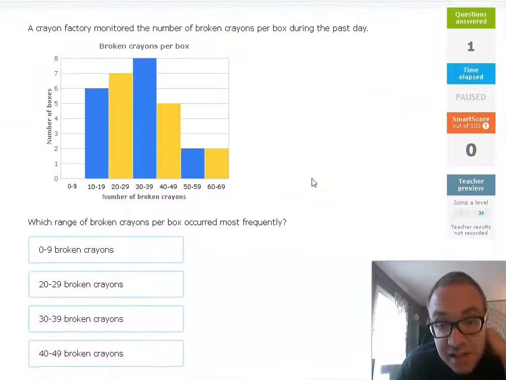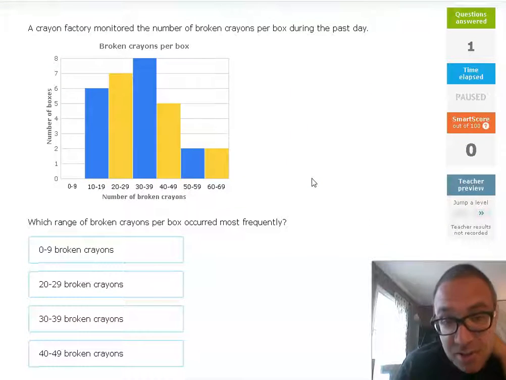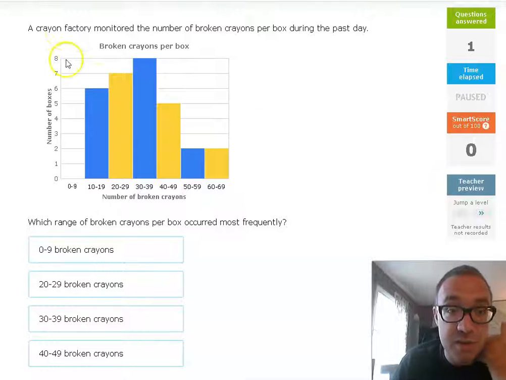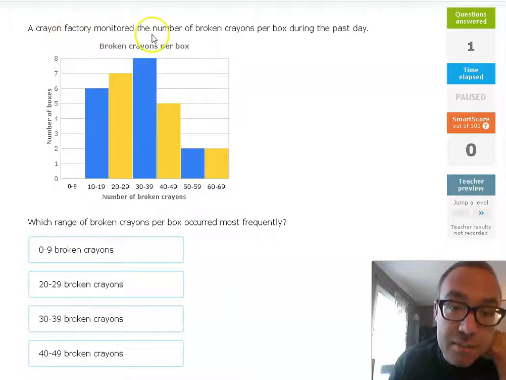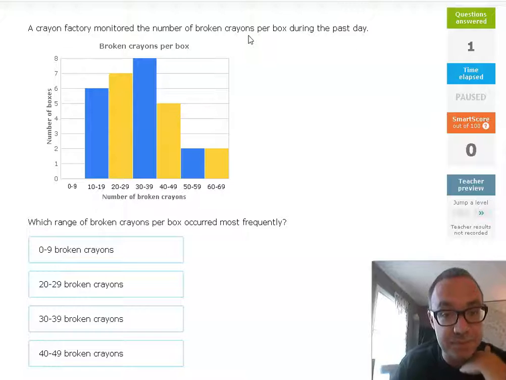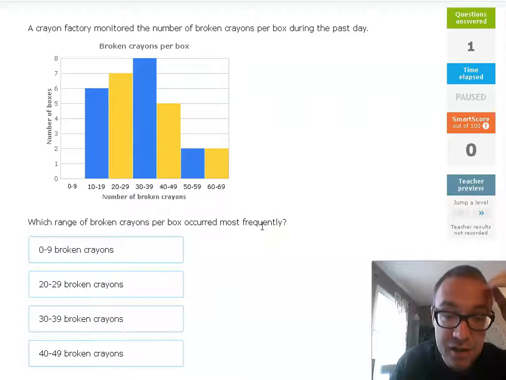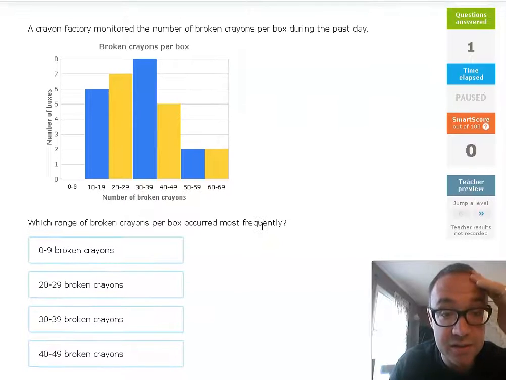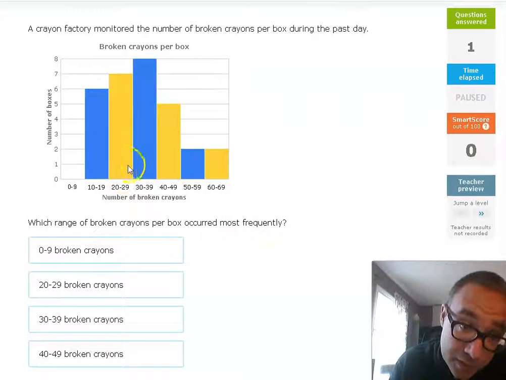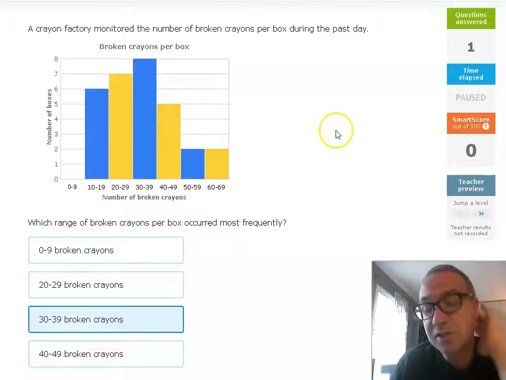So if you ever see a histogram, you need to kind of understand what it means. So this one's already made. A crayon factory monitored the number of broken crayons per box during the past day. Which range of broken crayons per box occurred most frequently? So that would be between 30 and 39. Now, let's look at this.